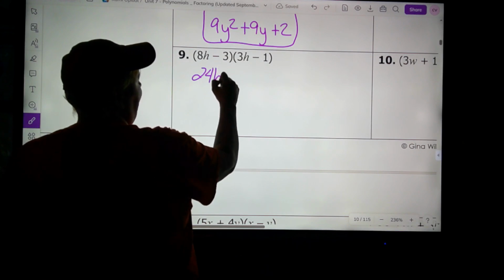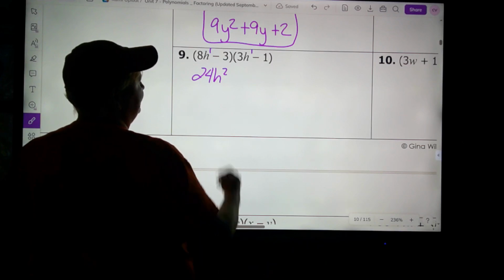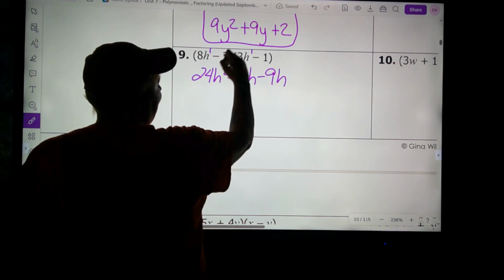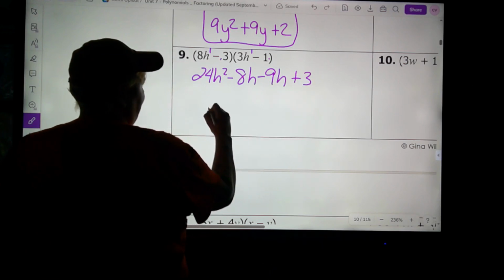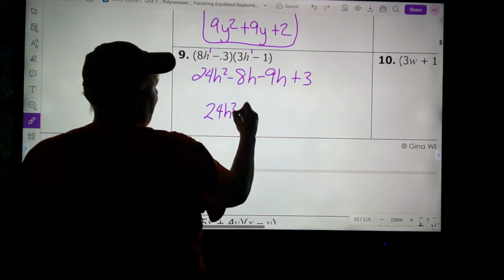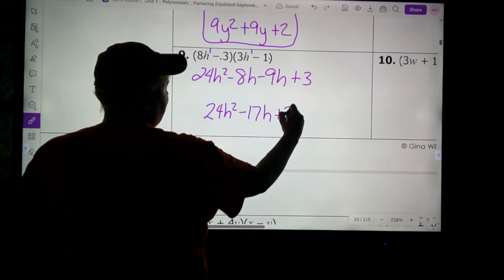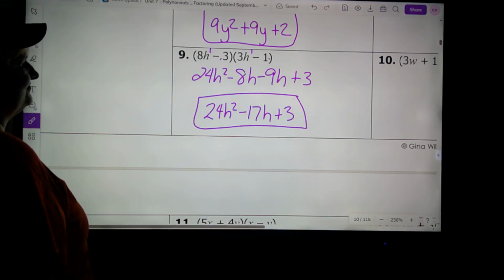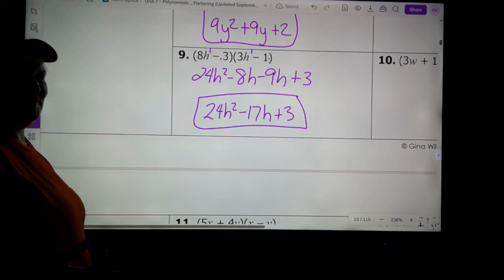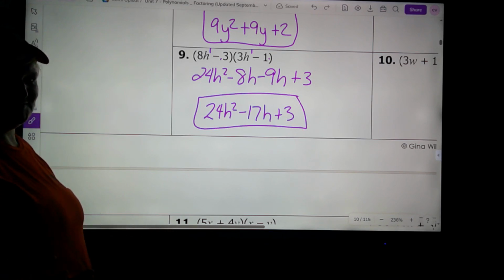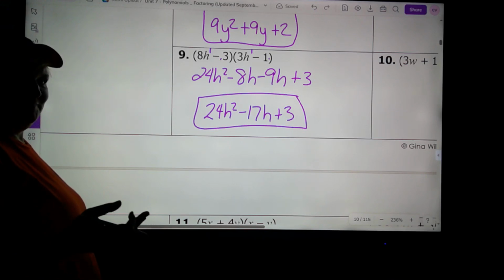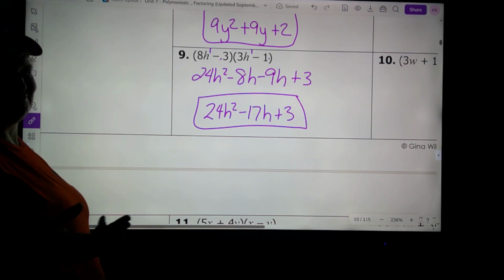24h squared, right, invisible ones, negative 8h, negative 9h, positive 3. 24h squared minus 17h plus 3. The best part about math is once you get one part, it applies to the next part. It's not something you get and forget. It's something that you get and then use. So it's like being rewarded for learning it, because you can use it again and again and again without having to relearn it.